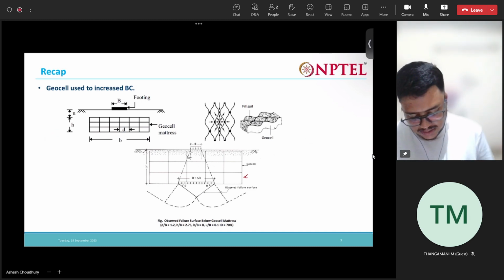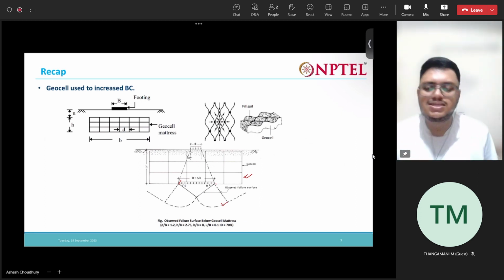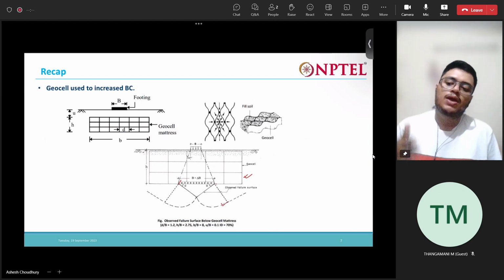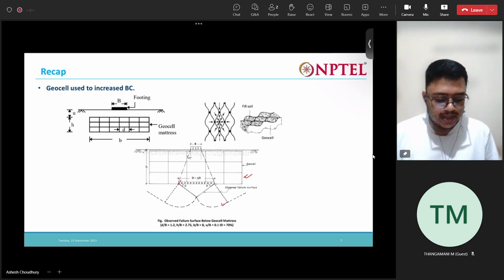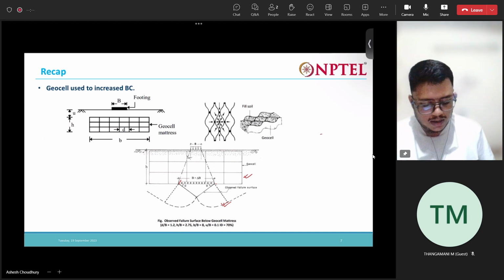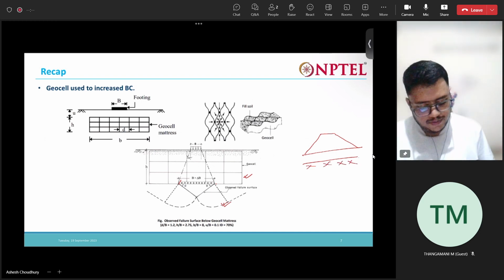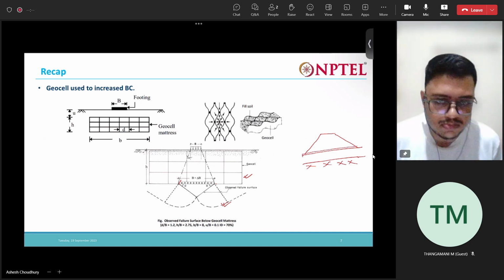The load is transferred at an angle alpha to the geocell layer, and the failure surface actually develops at the bottom like this. This is similar to how we solved the problem for the embankment. We had an embankment of huge width, a soft clay layer in between, and stiff soil at the bottom. And what we did was we still provided a geocell here to increase the strength.